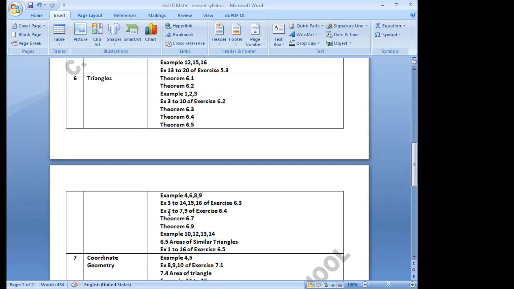In 6.4, sums 2 to 7 and 9 are excluded. Theorems 6.7, 6.9 excluded. Examples 10, 12, 13, 14 excluded. 6.5, areas of similar triangles, in which questions 1 to 16 of exercise 6.5 are excluded.